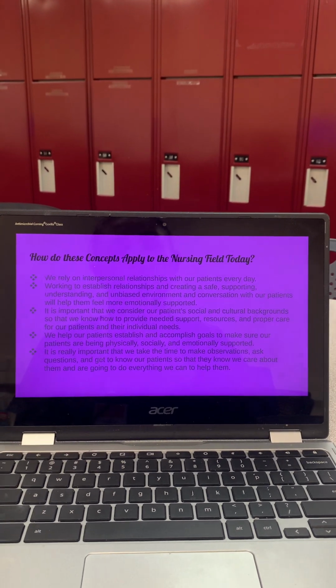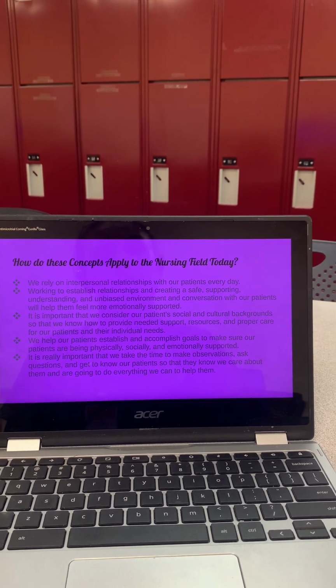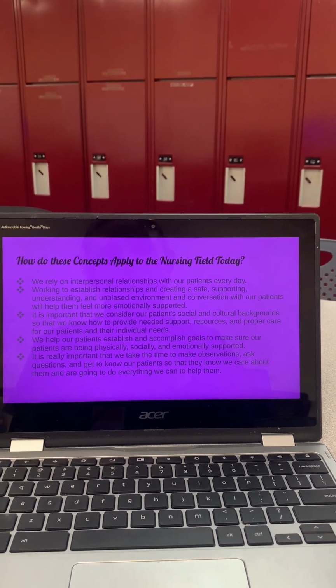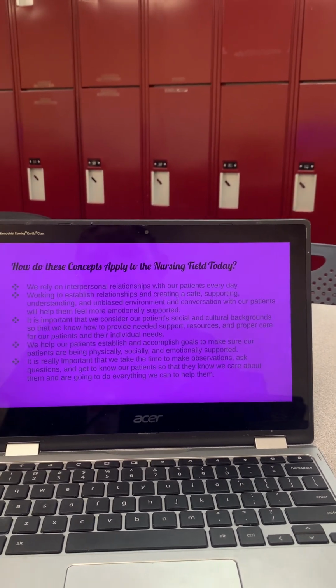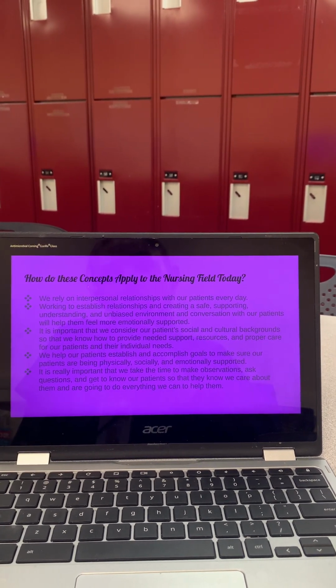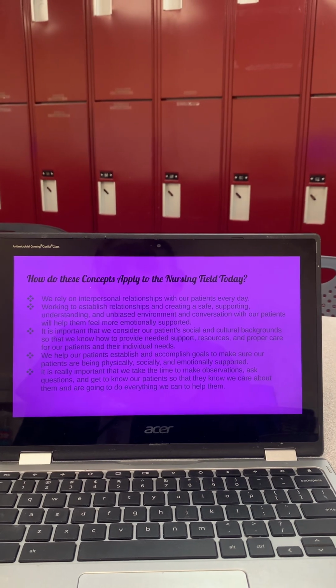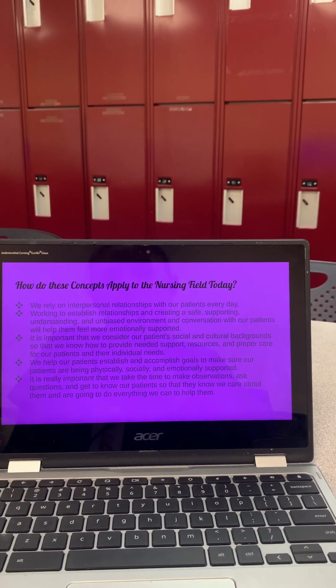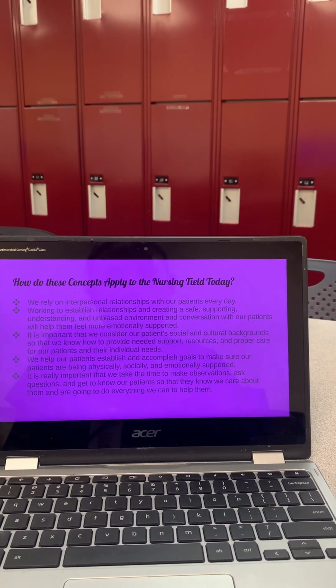So how do these concepts apply to the nursing field today? Well, we rely on interpersonal relationships with our patients every day in the hospital, and we'll continue to do that when we're nurses. I think it's really important to establish these relationships because it'll help create a safe, supporting, understanding, and unbiased environment and conversation with our patients, which will help them feel more emotionally supported overall.